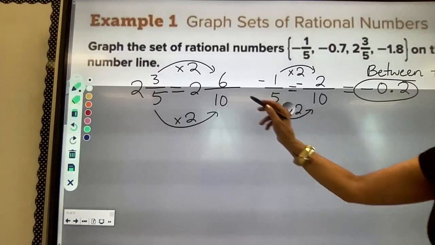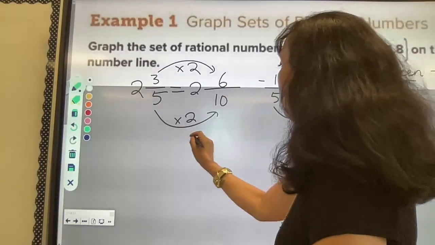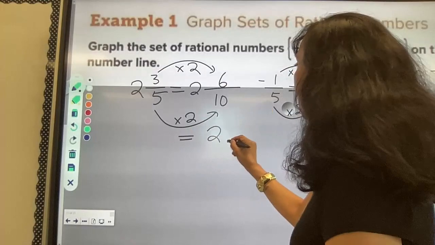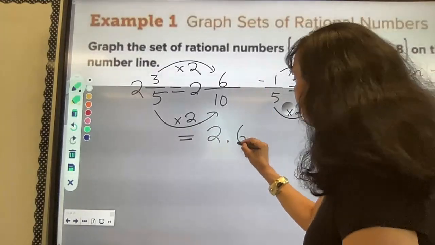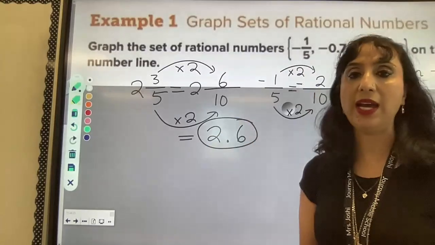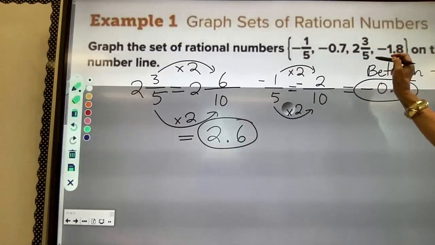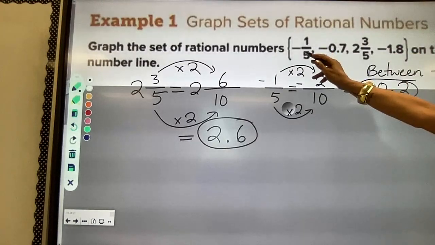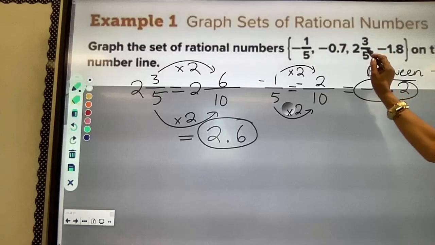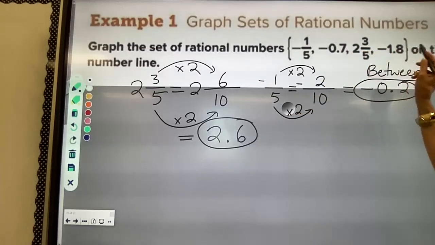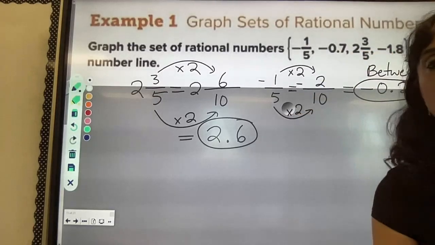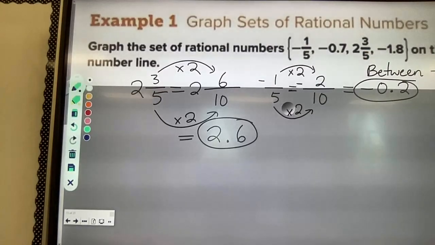All right, so what is this? This is going to be equaling 2 and 6/10. So here is my decimal format, okay? So I've changed all of them to the same format. This is -2/10. This is 2 and 6/10, and the others are already in the decimal form. All right, so next I am going to make a number line.